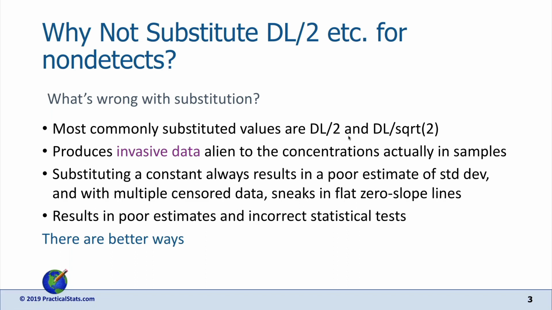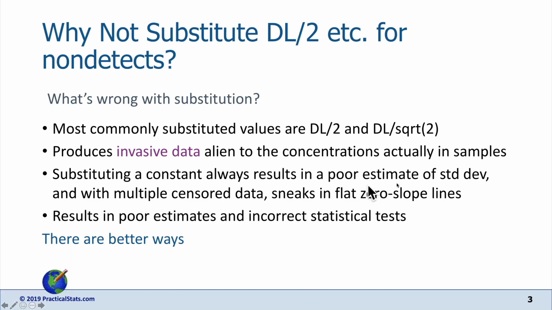They're both pretty terrible. So why are they terrible? Because they put in what I would call invasive data. It's data that you've just made up. It's alien to the concentrations you actually measured and had single numbers for. So you're putting in not just one number and not just 1 or 2 numbers, but you're putting in a series of numbers. And if they're all the same, that's a pattern. And it's a pattern that the trend analysis procedure will see in a certain way.